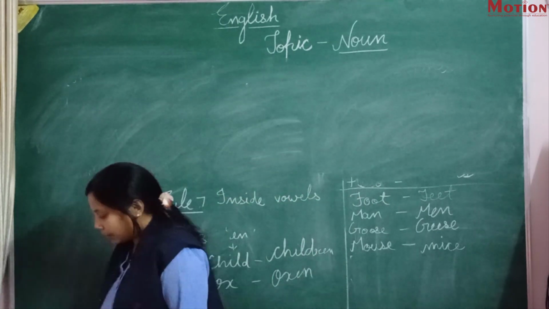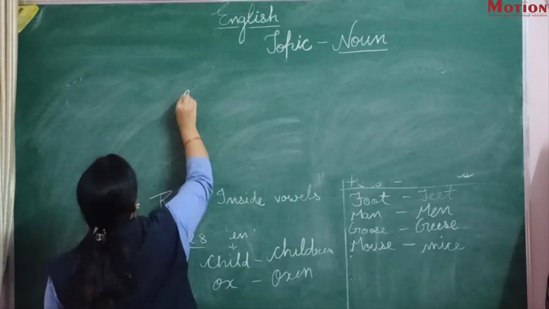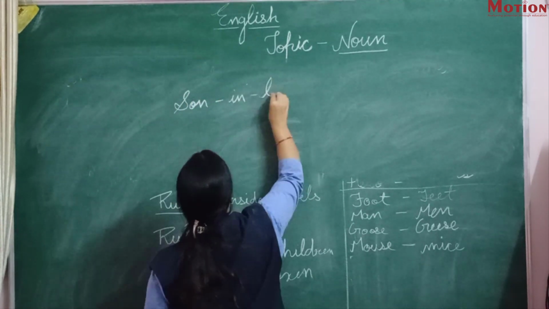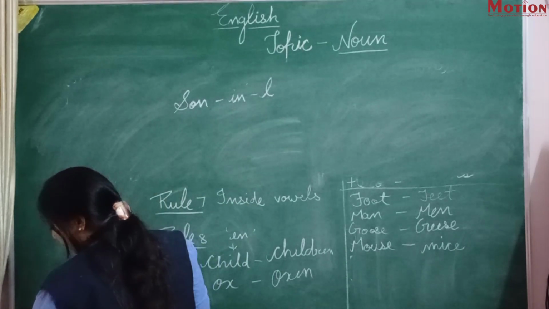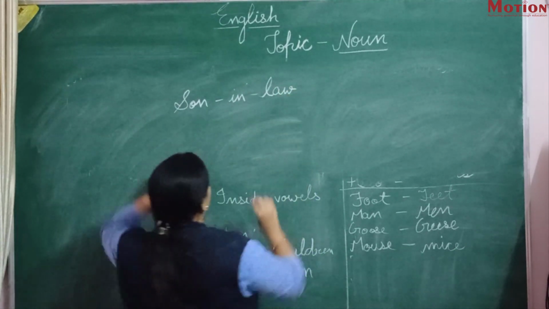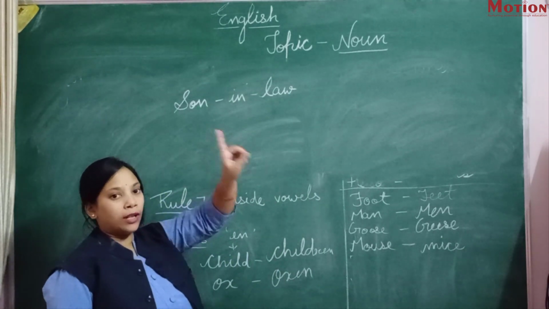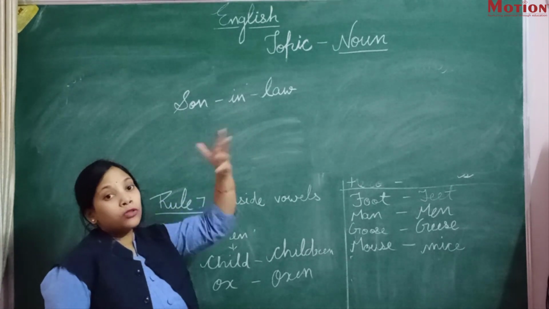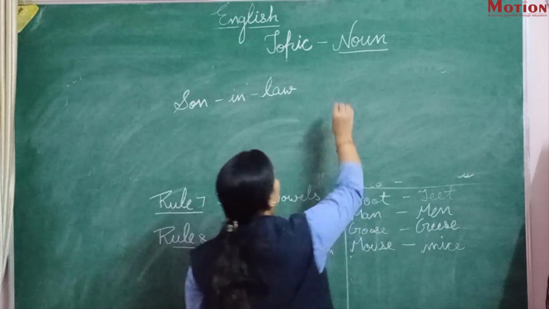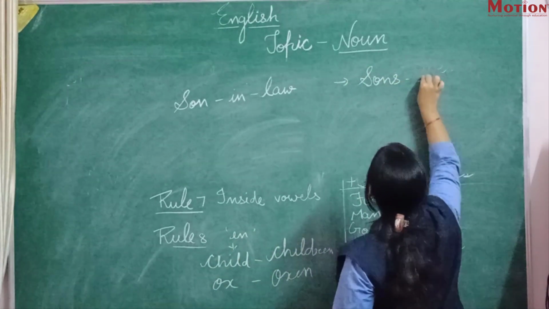Okay, there are compound nouns, like we say son-in-law. This is the one only. Okay, so son-in-law. I have one son-in-law. If I have to say that I have more than one son-in-law, then what will I say? I will say sons-in-law.